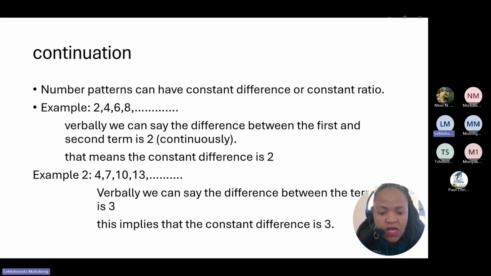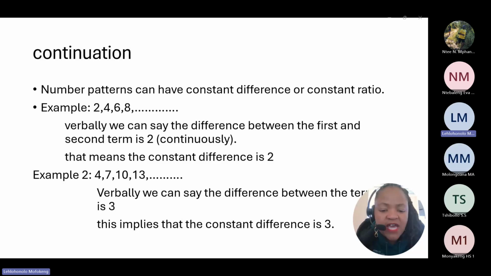The second example is where we have 4, 7, 10, and 13. Here you can do it in reverse; it is also allowed. From 4, how much am I going to add to get 7? Obviously, 3. From 7, how much am I going to add to get 10? I get 3 as the answer. From 10, how much am I going to add to get 13? That means I'm going to add 3. Then you can conclude that my constant difference here is 3.